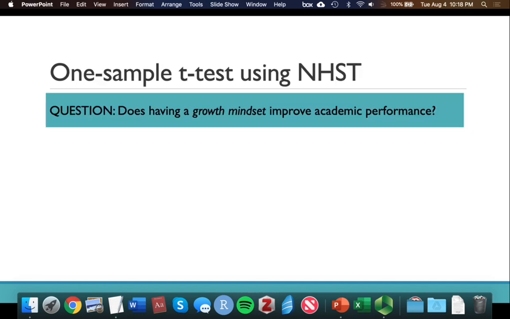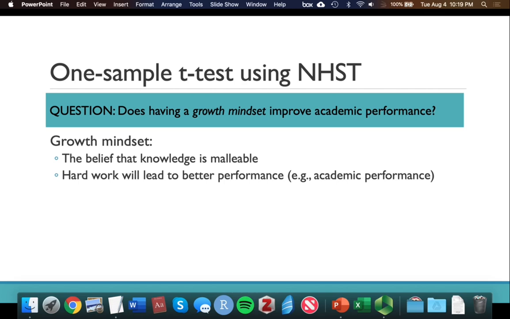Now that we've introduced the one-sample t-test, let's walk through an example using the one-sample t-test to test a hypothesis using null hypothesis significance testing. A research question is whether having a growth mindset improves academic performance. A growth mindset essentially means having the belief that knowledge is malleable and that hard work can lead to better performance, and specifically, better academic performance.